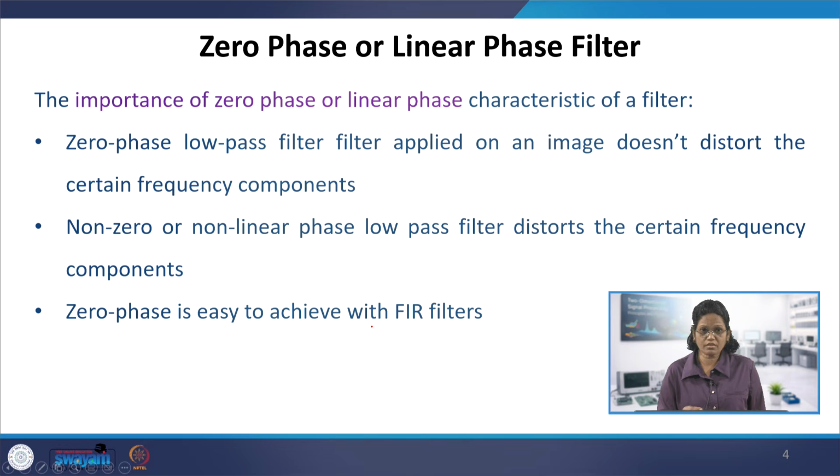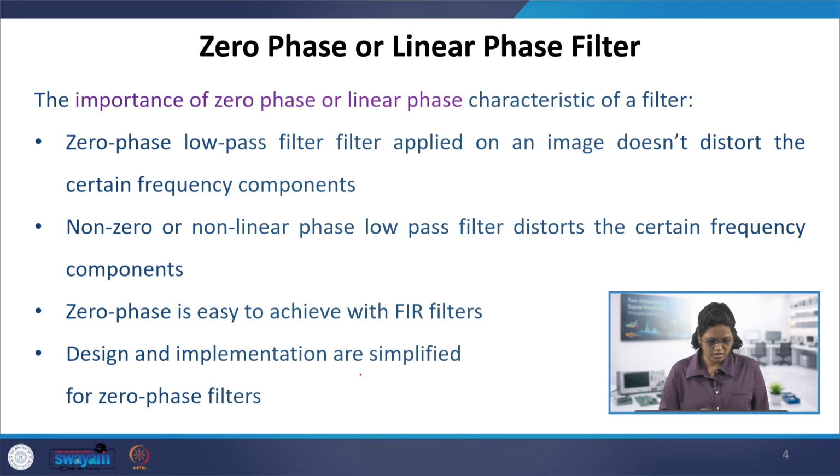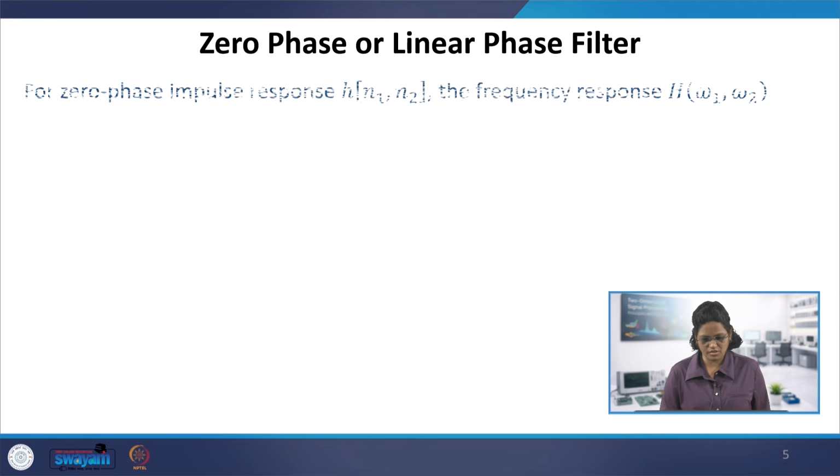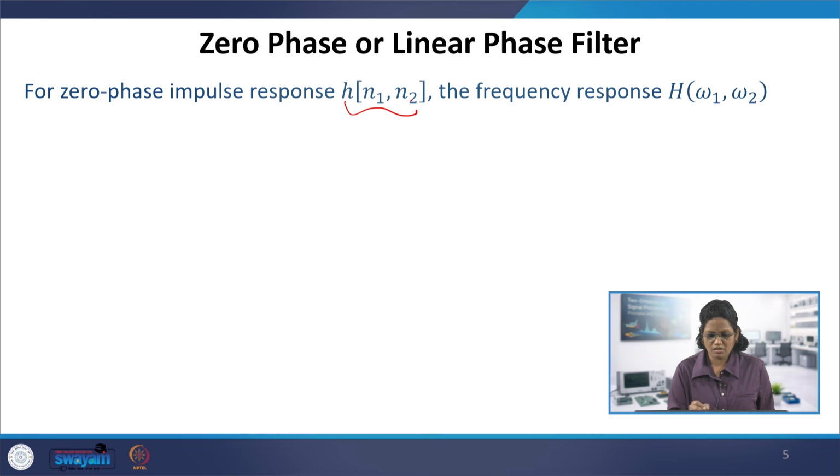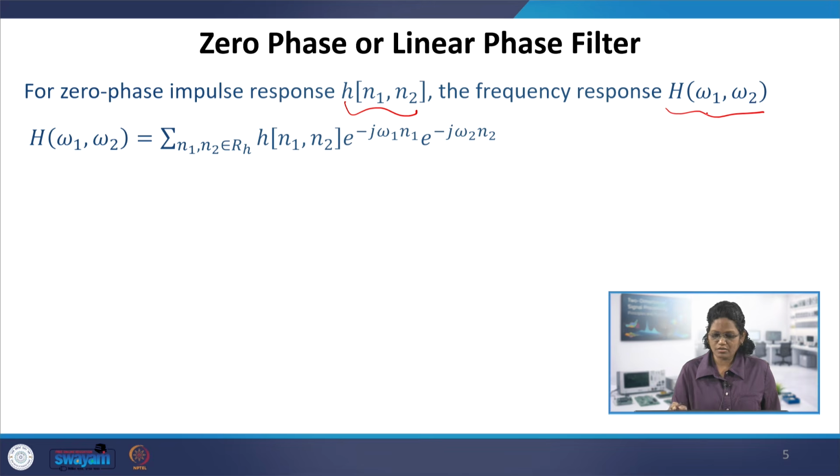The zero phase is easy to achieve in FIR filters, since it simplifies the estimation of the number of coefficients. So the design and implementation also become easy in the case of zero phase or linear phase filters. Let us take the zero phase impulse response as h of n1 comma n2 for the filter, and the frequency response as h of omega 1 comma omega 2. Now we know how to obtain this h of omega 1 comma omega 2 for the given h of n1 comma n2: the Fourier transform of the impulse response gives the frequency response. That is nothing but applying the Fourier transform here.